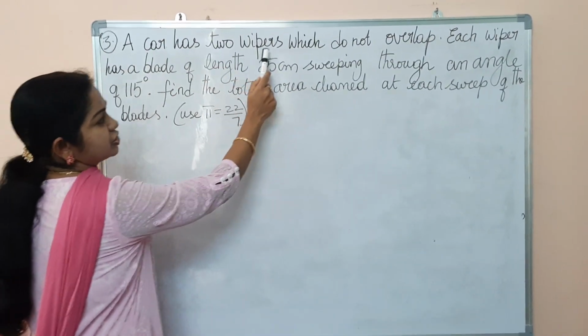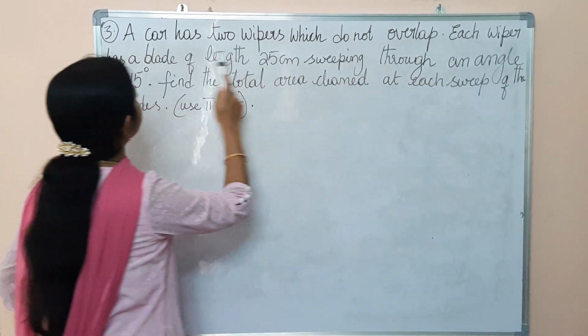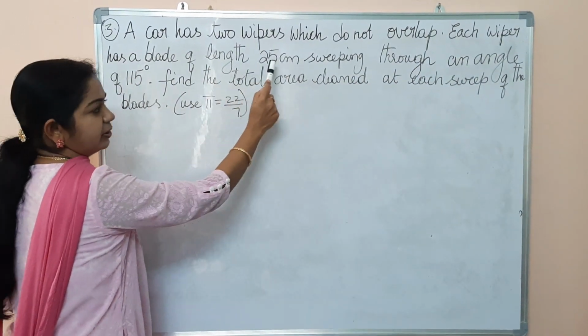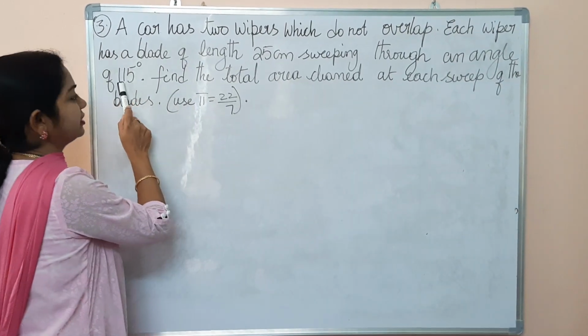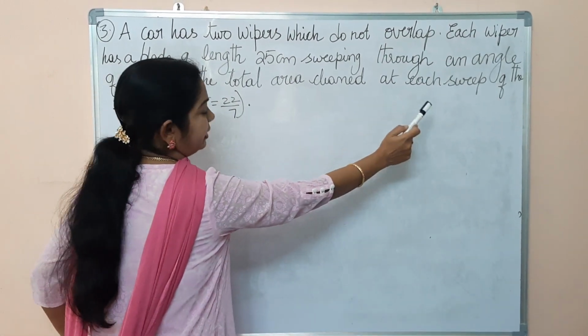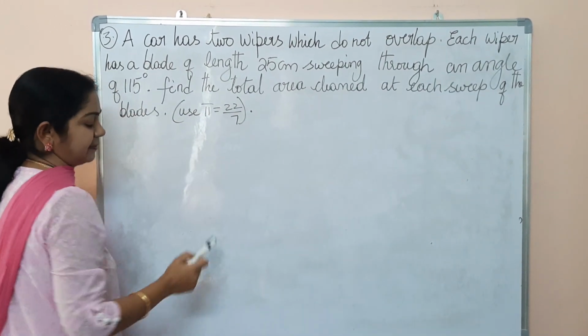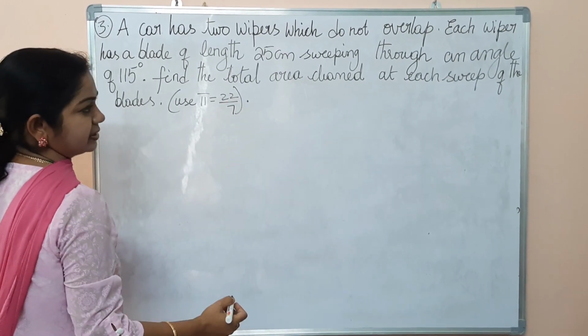A car has two wipers which do not overlap. Each wiper has a blade of length 25 centimeters sweeping through an angle 115 degrees. Find the total area cleaned at each sweep of the blades. Also given that use pi value as 22/7.